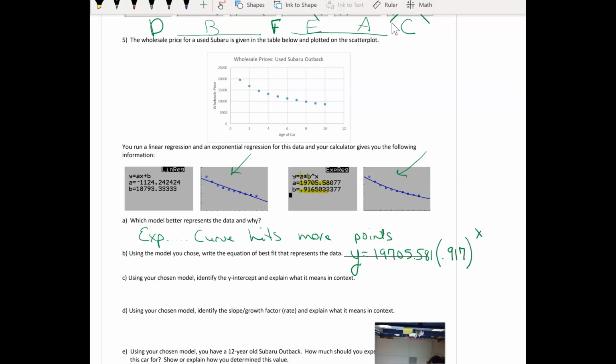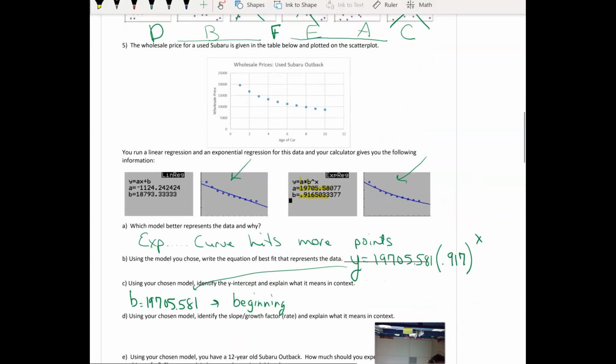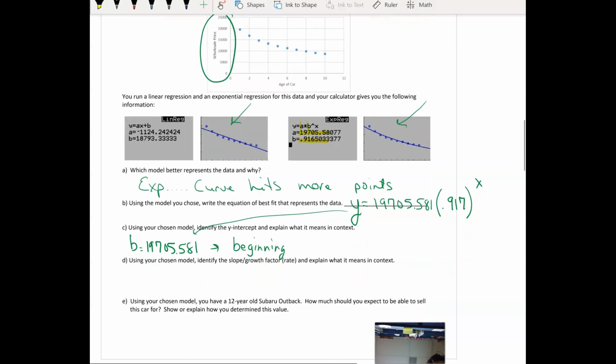So now using the chosen model, what we wrote here, what's the y-intercept? So again, the y-intercept is the number that's more by itself, and that's 19,705.581. And again, that's always the beginning. And what is y representing in this? It's the beginning. If you look at your graph, you can see it's the beginning wholesale price. So if I have to give it a unit of measurement, I'm just going to put a dollar sign with it because it's money.